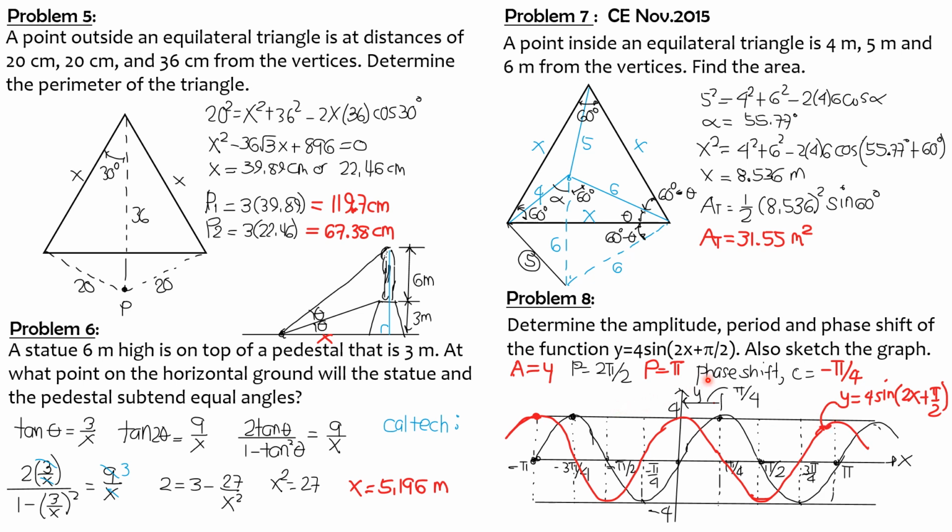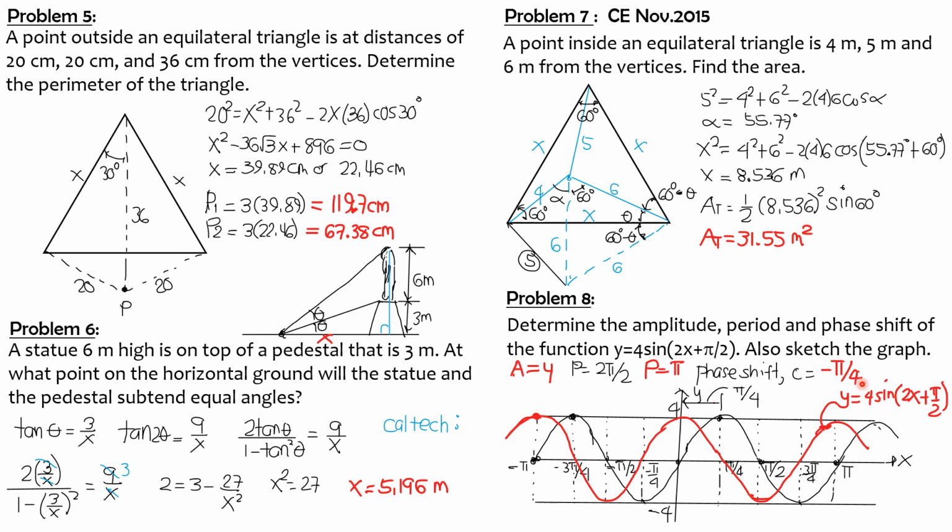So the amplitude is obviously 4 from our guide, a sine of quantity kx plus c. And the period is 2 pi over k. K is 2, so 2 pi divided by 2 is pi. And the phase shift is, we just equate this to 0. The value of x, which is replaced by c, is the phase shift. So negative pi over 2 divided by 2. So the phase shift is negative pi over 4.